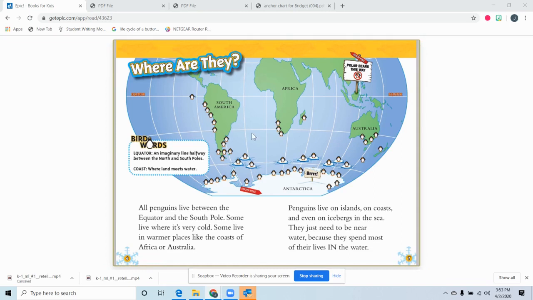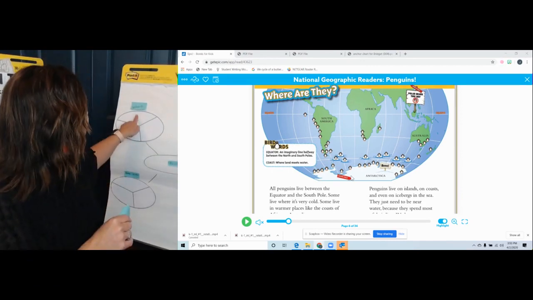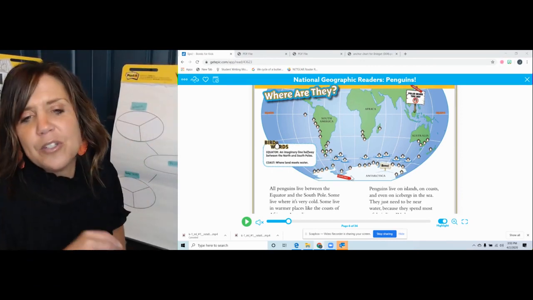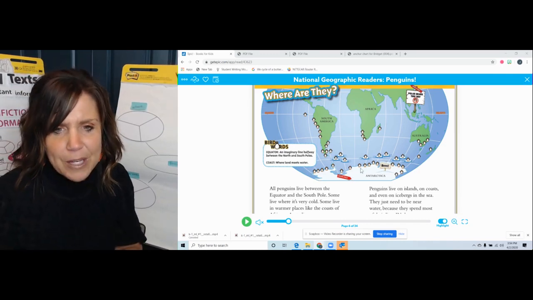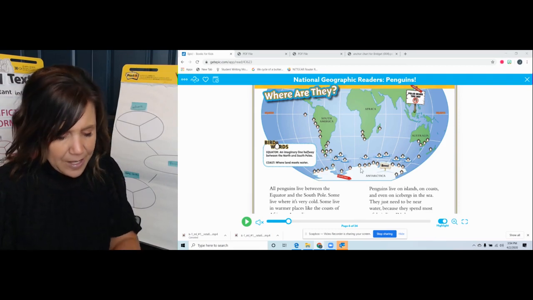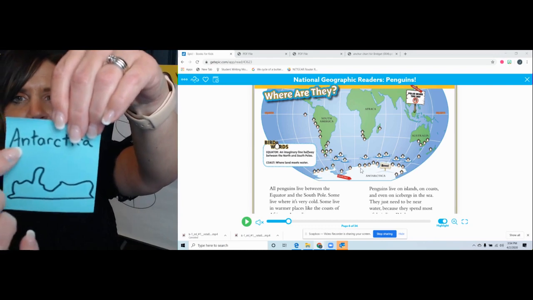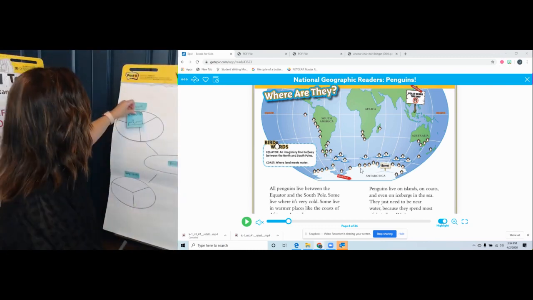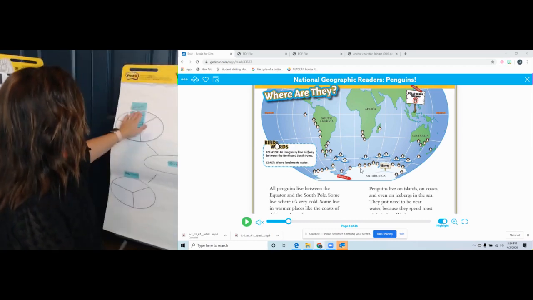How they live all different places and they have to live where it's cold and by water. And so I just want you to watch me how I would do this. So if I'm looking at that map and I'm thinking about if I need 3 different places to write about, I think I would pick Antarctica because look at all those penguins down there by Antarctica. So Antarctica, and I could draw a picture of Antarctica like it looks on the map, and then write the word Antarctica. And that's going to go in one piece of my dissected web.